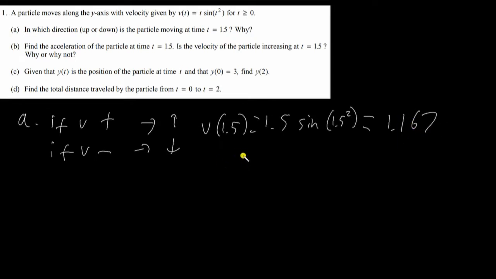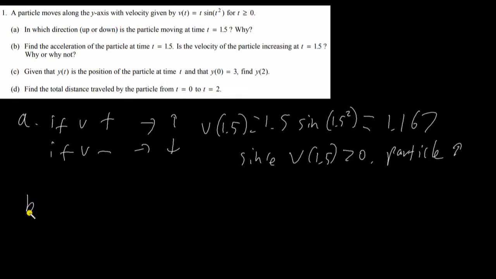And then since v of 1.5 is greater than 0, the particle is moving up. In terms of points, you get 1 point for writing a statement that says that the particle is moving up. I wouldn't draw the arrow though.